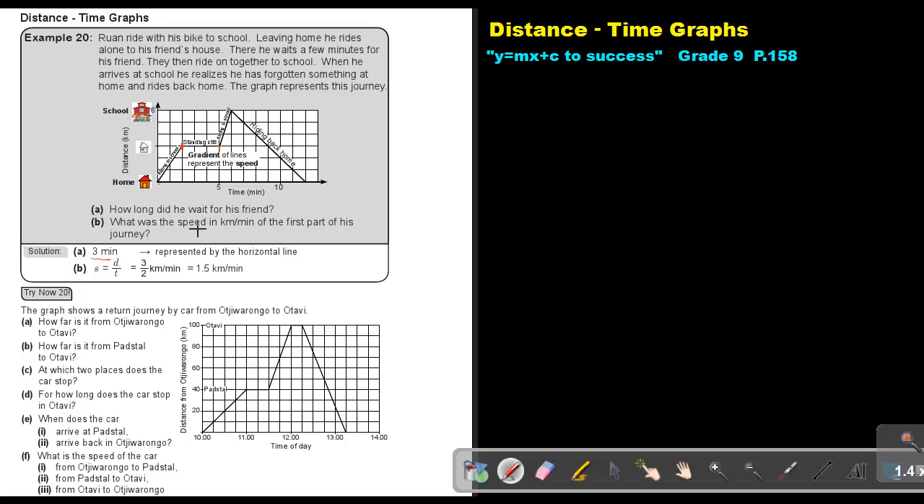Okay. What was the speed in kilometers per minute of the first part of his journey? So, it's from there to there. Speed is distance divided by time. So, what was the distance? It was there. Now, again, it's 5. So, 1, 2, 3, 4, 5, 6. It's 6, so basically it's going to be 1, 2, 3. So, the distance is 3 kilometers. And the time is 2 minutes. If I divide it, it's 1.5 kilometers per minute.